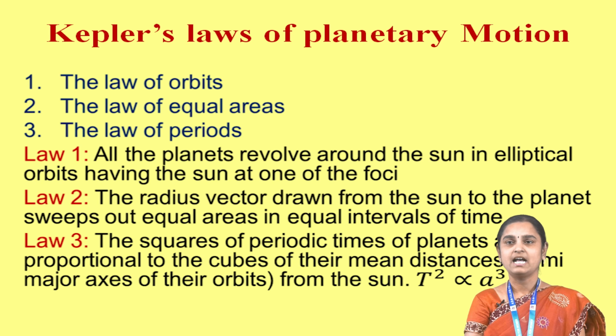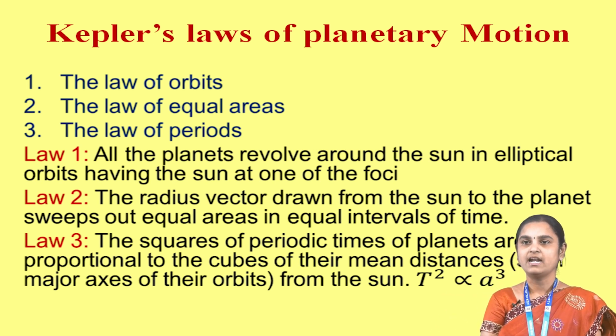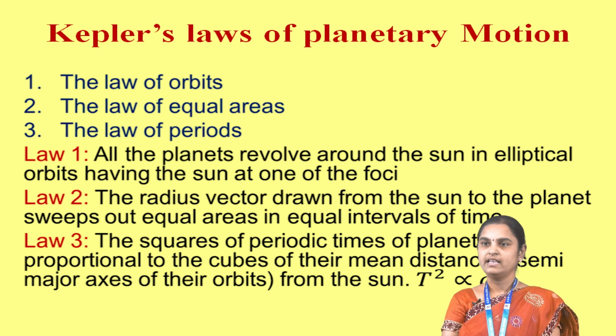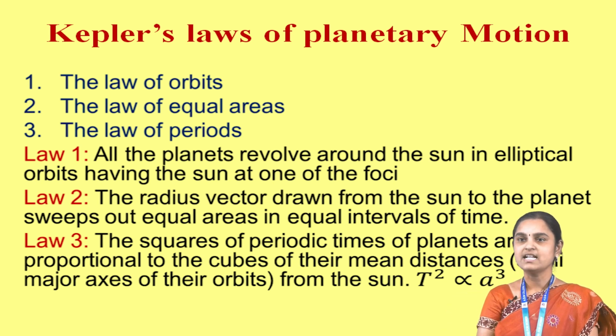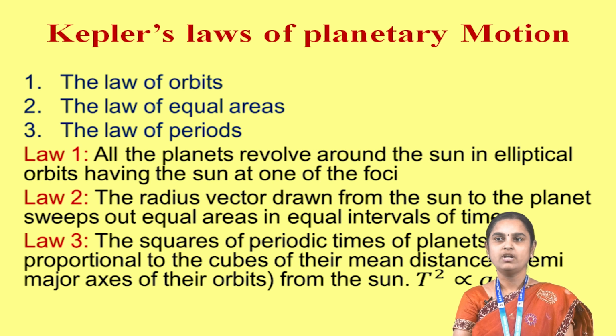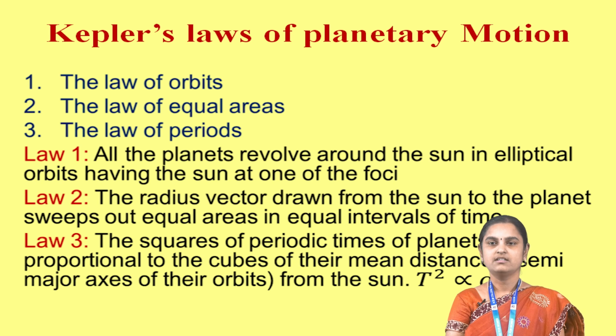What Kepler has stated in law 1 is that every planet describes an elliptic orbit around the sun, being situated at a focus. Law 2 states that the motion everywhere in the orbit of a planet is such that the radius vector joining the sun and the planet describes equal areas in equal intervals of time. That is, the areal velocity of a planet is constant.